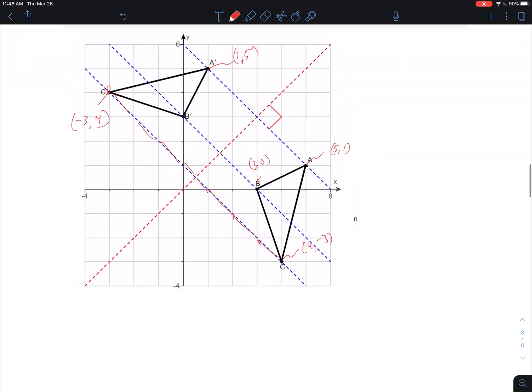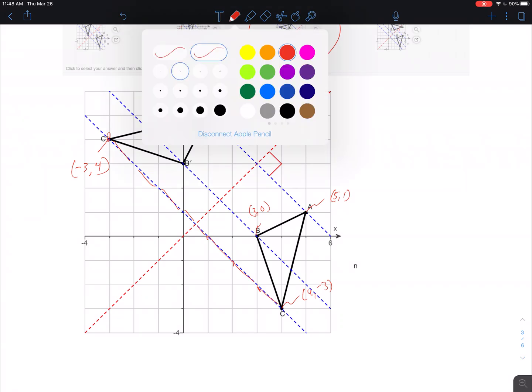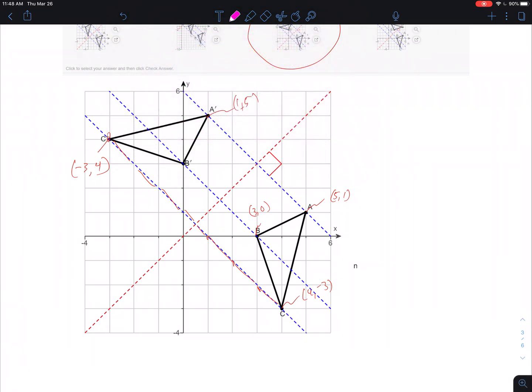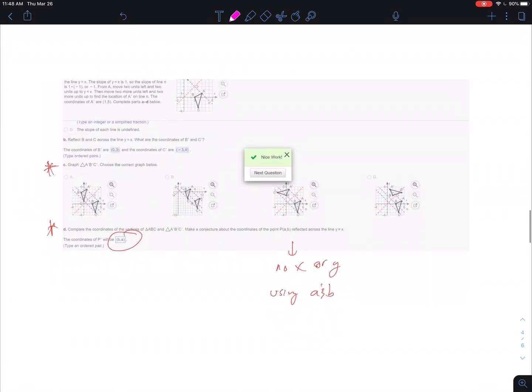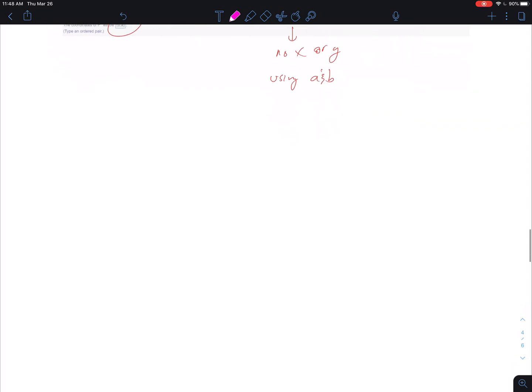So if we go back to this picture here for a second, and I use a different color to illustrate, 5 switches. You see it? 1 switches. Okay, let's do the C. 4 switches and negative 3 switches. So hopefully that helps you figure out the pattern that we were talking about, and hopefully that helps you with that problem.